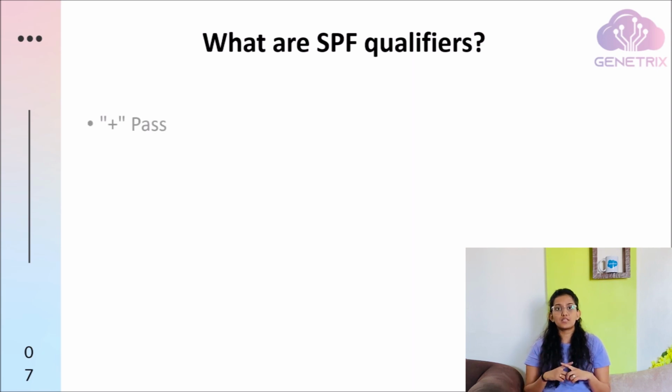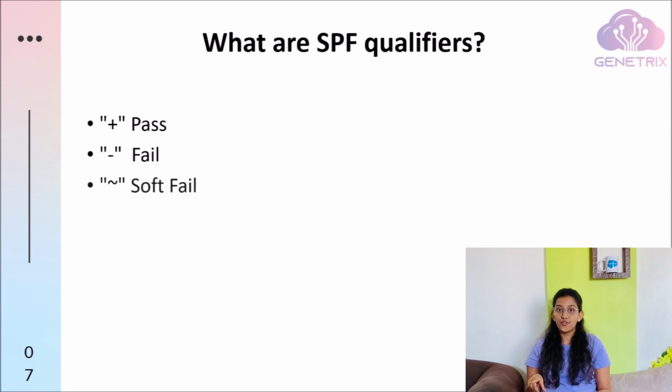First is the plus sign, that is the pass sign. An IP address that matches a mechanism with this qualifier will pass SPF. Next is a minus sign, that is a fail. Now an IP address that matches a mechanism with this qualifier will fail SPF.